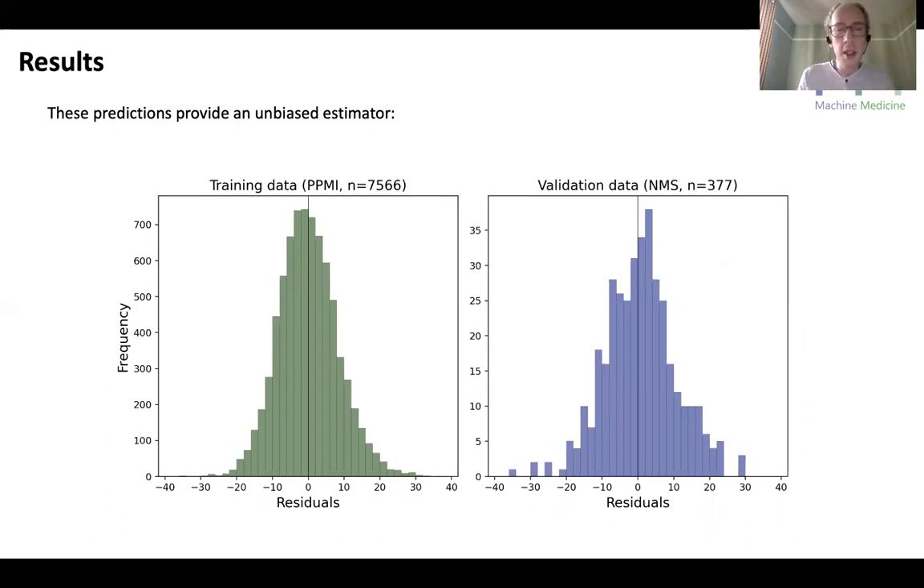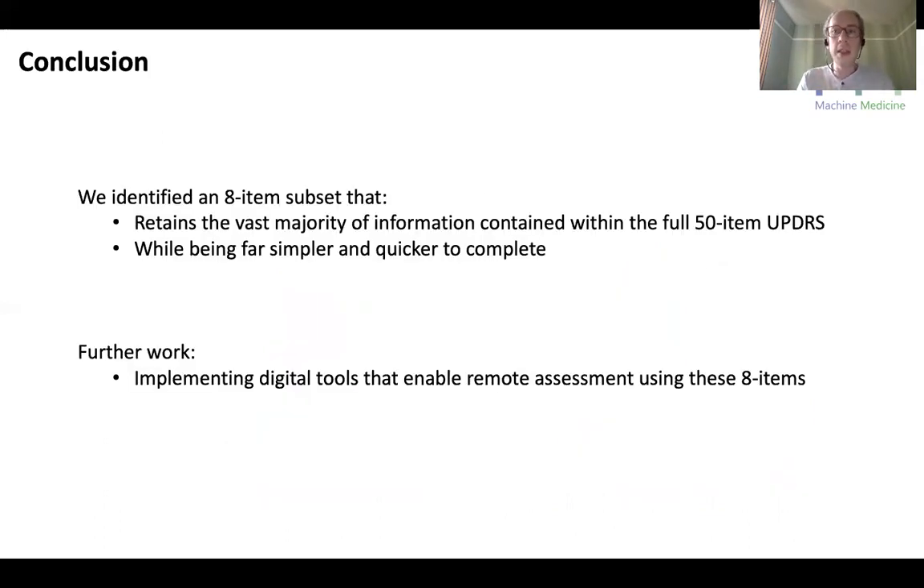So in conclusion, we have identified an 8-item subset that does retain the vast majority of information contained within the original 50-item UPDRS, with correlations of above 0.9, and it is far simpler and quicker to complete. We believe that we've taken the original 30 minutes down to potentially only 5 minutes, and further work will involve implementing digital tools that allow for remote assessment using this 8-item assessment.